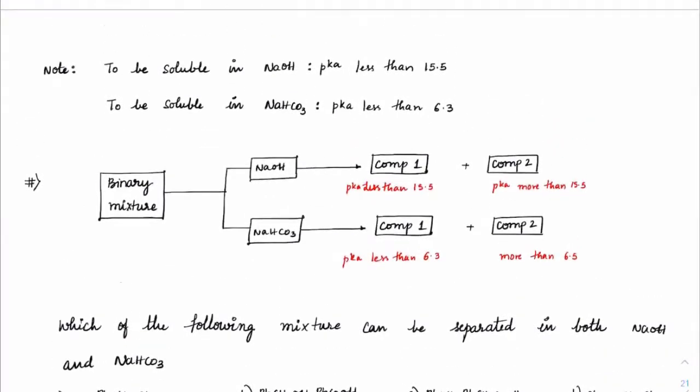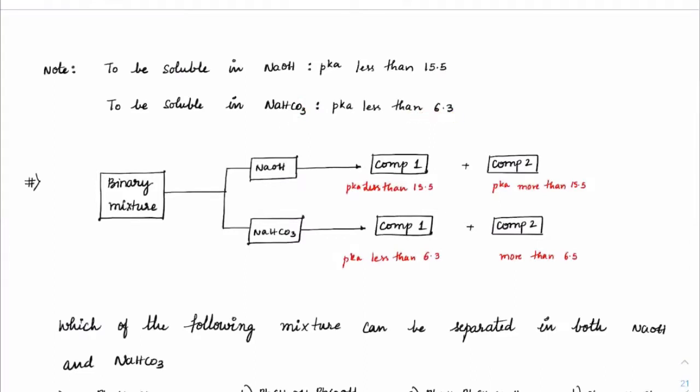Always remember this before going with the question. This is an important note: for a substance to be soluble in NaOH, its pK should be less than 15.5. And if a substance needs to be soluble in NaHCO3, its pK must be less than 6.3.